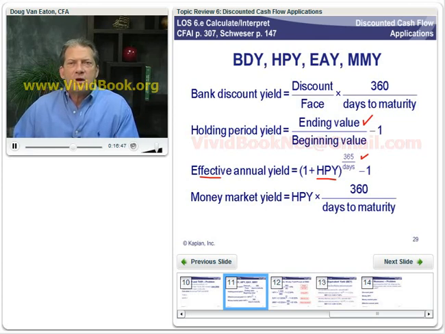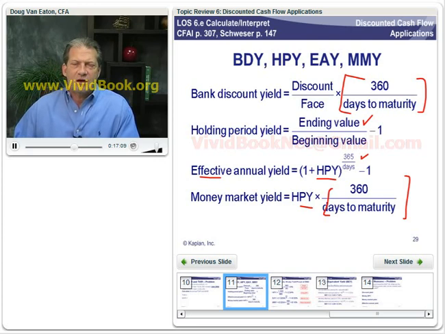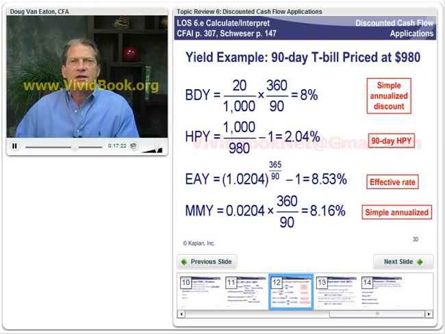Our money market yield also starts with our holding period yield, but instead of compounding, we annualize it using a simple formula, 360 over the days to maturity. Note that that's the same thing we did with the discount, but notice the difference here. With the bank discount yield, we annualized a discount from face value. With the money market yield, we annualized the holding period yield, which is going to be higher than the discount amount. And we'll see that in our calculations here.